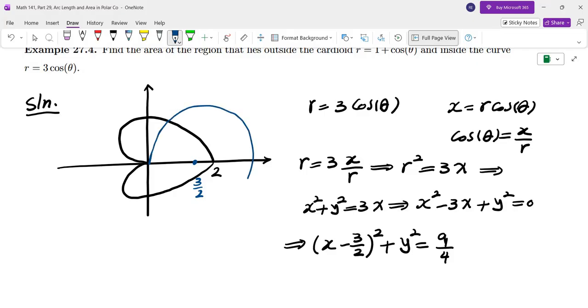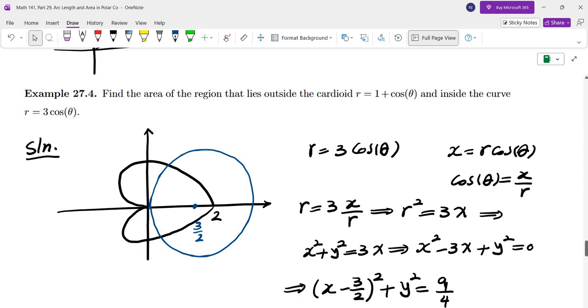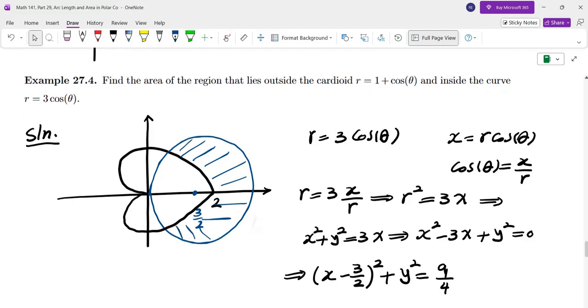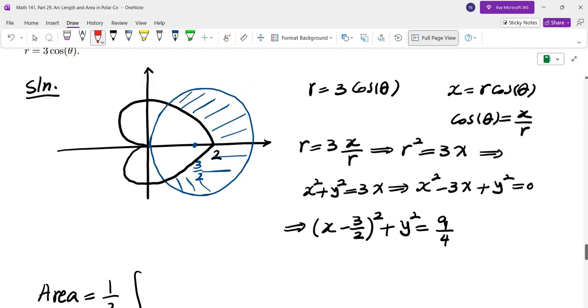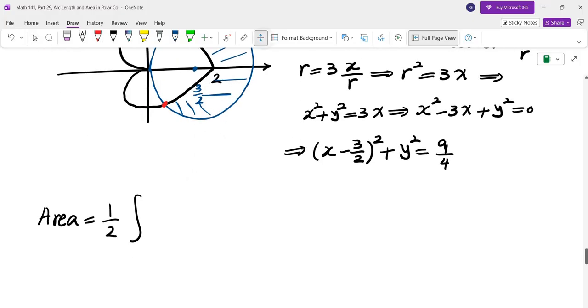So it's a circle like this, and we're asked to find the area of the region that lies outside of the cardioid and inside this circle. Let's mark the region. So this is the region that they're asking us to find the area. So what we do is we use the formula that we just found. So the area is 1/2 integral, but I need the limits of integration. So limits of integration are these intersection points. So what are the intersection points?